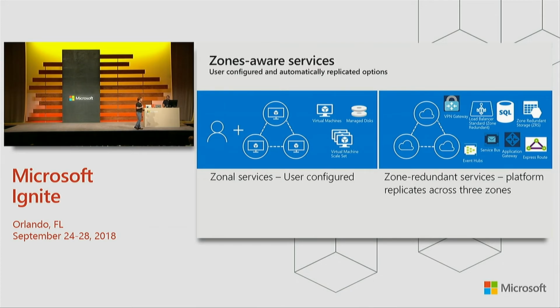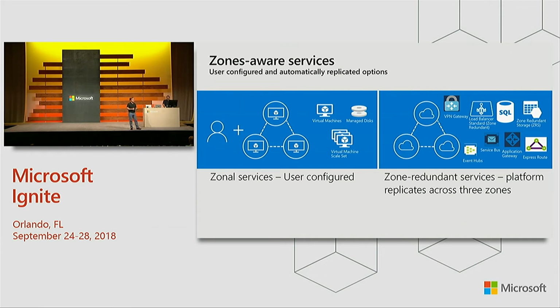And you can also create virtual machine scale sets. Two scale sets, one in zone 1 and one in zone 2. This is the zonal approach. The other approach is zone redundant service. And as you can see, we are working to have our core services becoming zone redundant.